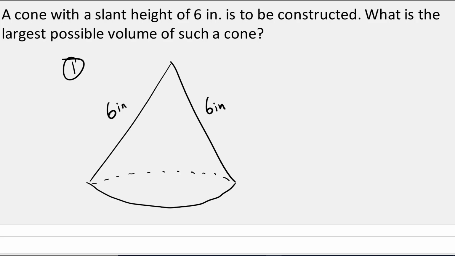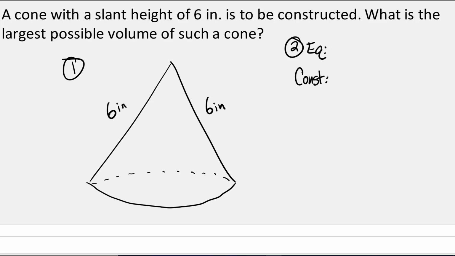Now we want to get to step 2, and step 2 is all about getting an equation for whatever it is we're trying to maximize. What are we trying to maximize here? The largest possible volume of the cone, so the volume. And then we're also going to need a constraint, so I'm going to write C-O-N-S-T. We're going to need 2 things here. So let's find the equation.